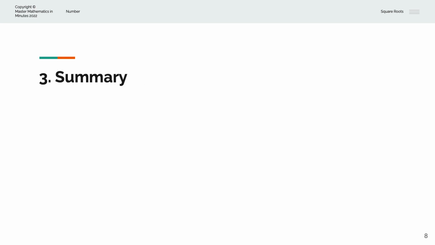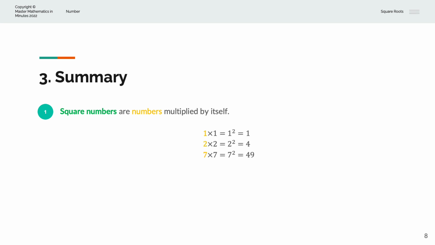To summarize, recall that square numbers are numbers multiplied by itself. So with 1 squared being 1 multiplied by 1, and that's equal to 1, and 2 squared as 2 multiplied by 2, and that's equal to 4. And 7 squared as 7 multiplied by 7, and that is 49.